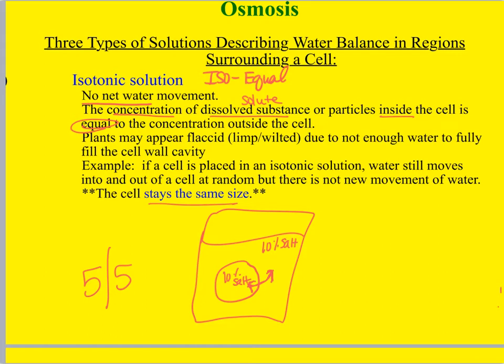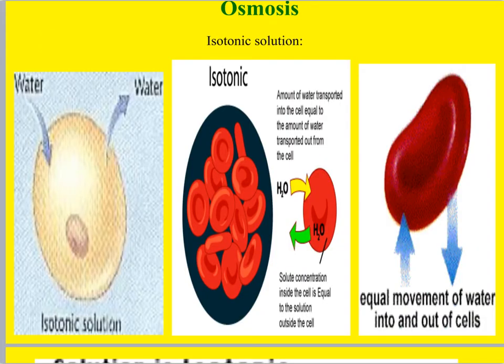Now, plants are a little different, because they may appear limp, wilted, or what we call flaccid, due to not enough water to totally fill the cell wall cavity in an isotonic solution. That's kind of abnormal compared to animals, which would be weird. Okay, so here are some pictures of an isotonic solution.